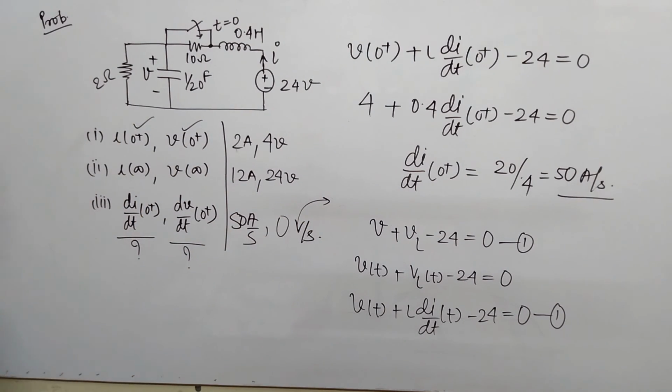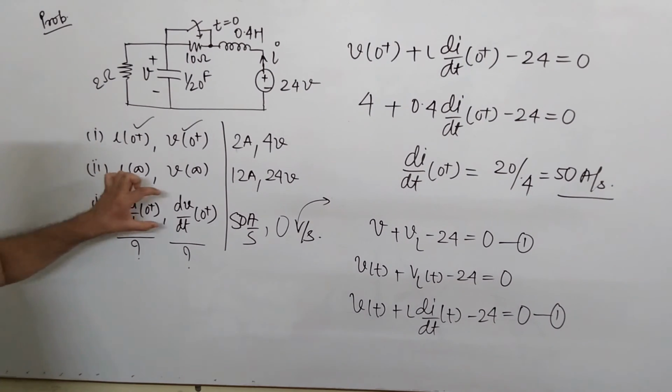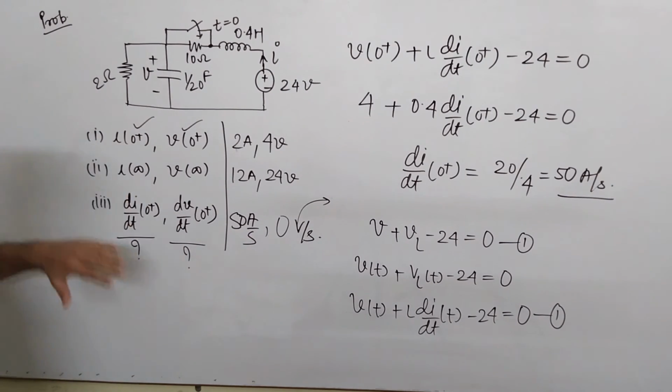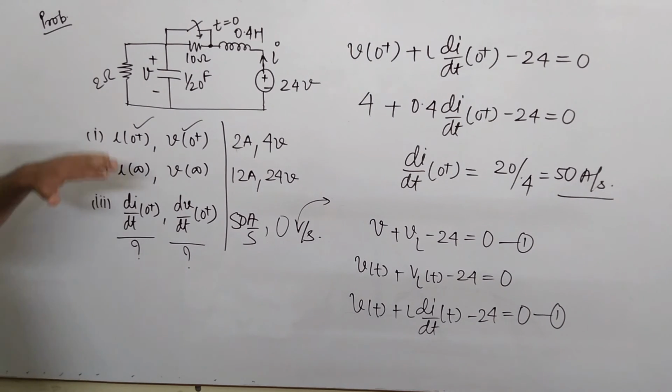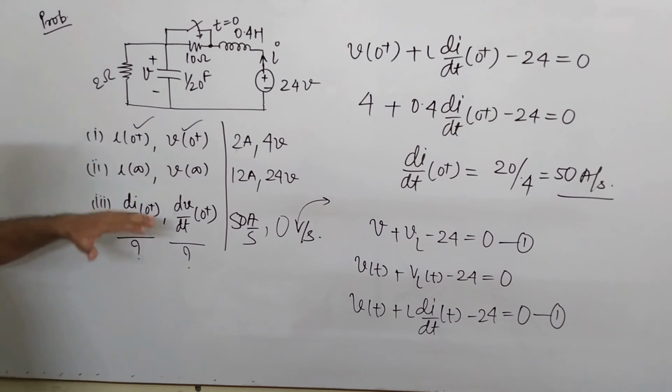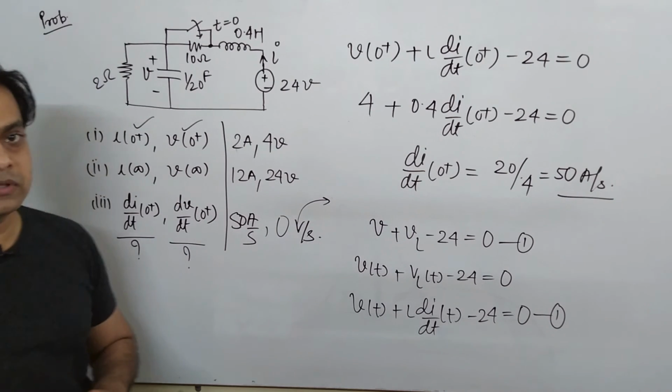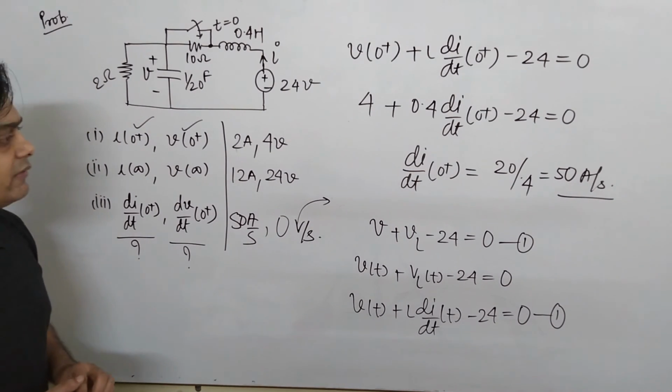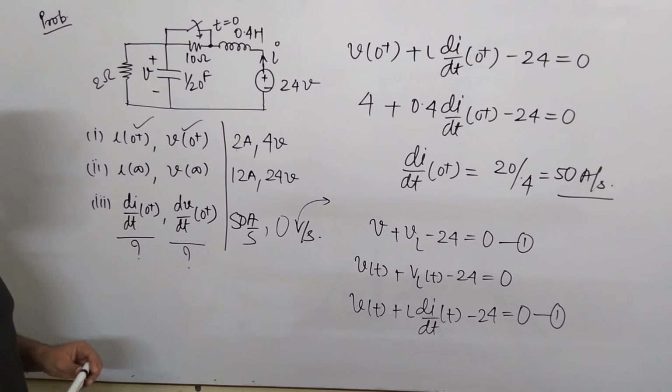Finally, we have found the value of di/dt at t equal to 0 positive. So just keep in your mind, whenever you have to find differential of current and voltage under any circumstances, you have to first draw the circuit at t equal to 0 and then you have to follow the procedure to find the values. So this is one important problem in which we have understood this concept.